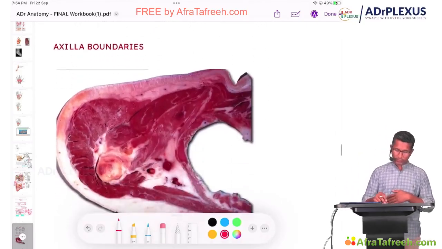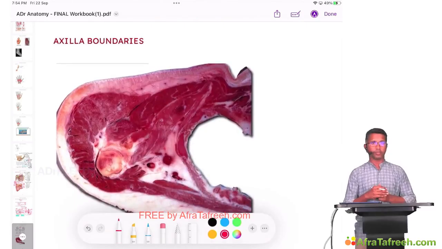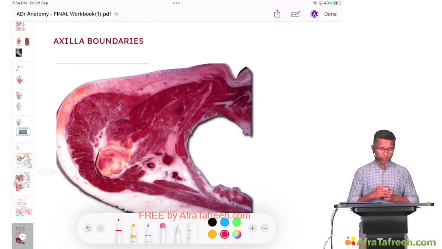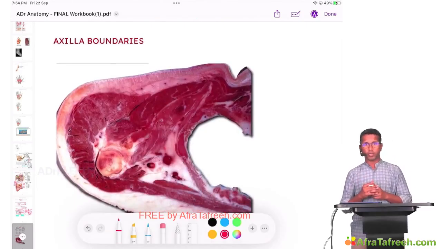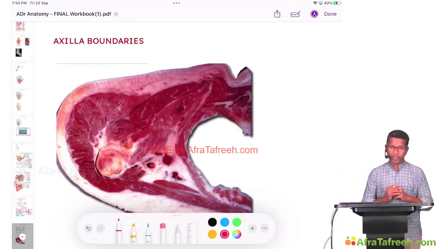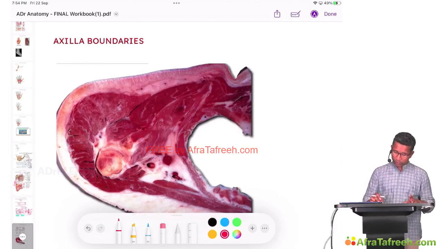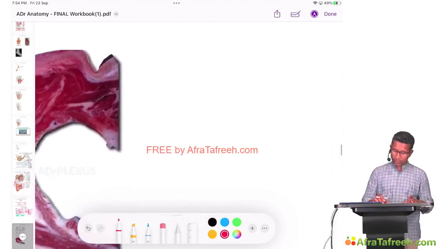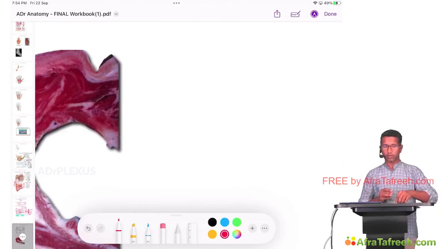So next is an important topic, the axilla. The axillary region is an important area where questions frequently come in the cadaveric images. So they have given cadaveric images. Before going into the cadaveric images, I just want you to appreciate this picture so that you can appreciate the cadaveric images easily.